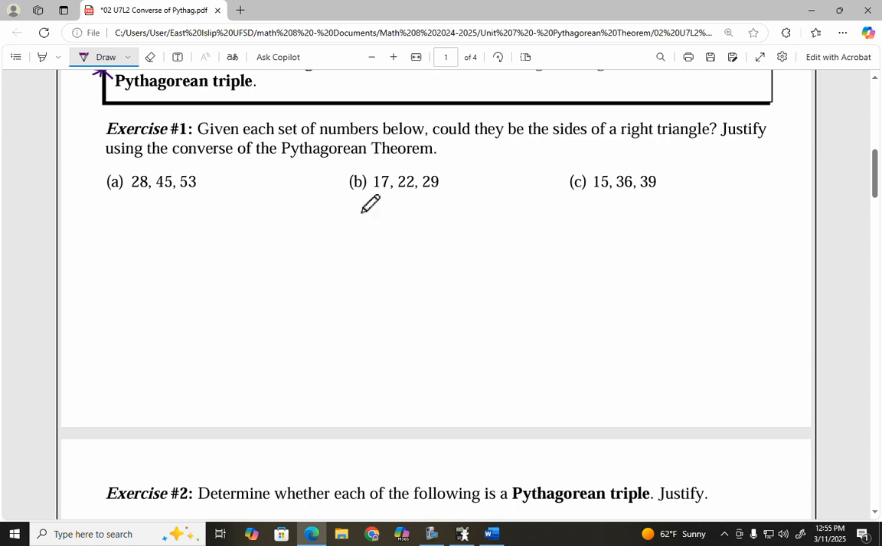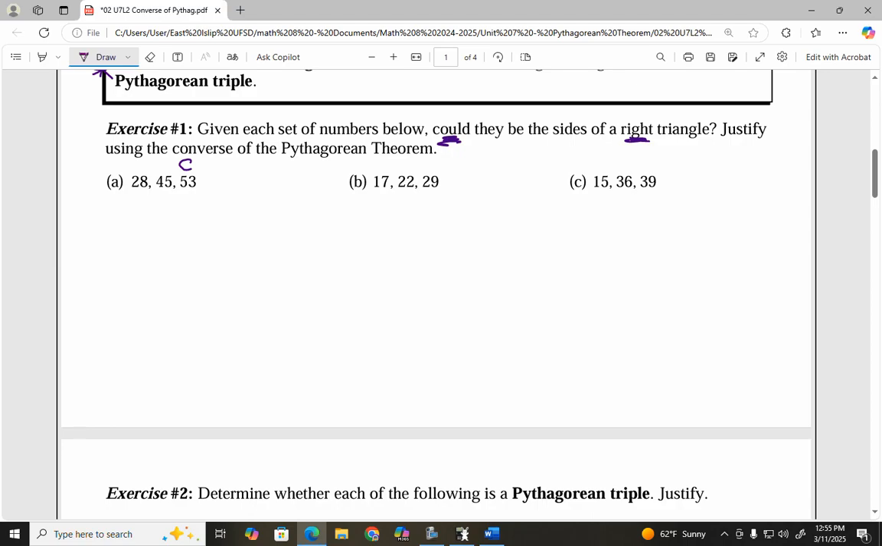So in exercise 1, they give us 3 numbers, and they're asking, could they be the sides of a right triangle? And we have to justify using the converse of the Pythagorean theorem. To justify really means show your work. First of all, you look at all 3 numbers, you find the largest number and you call it C. It's not always the last number in the list.